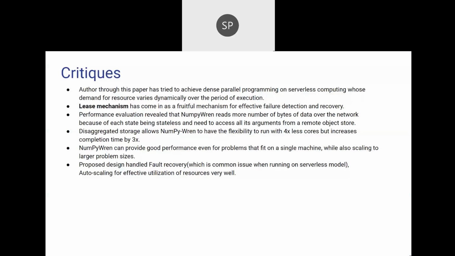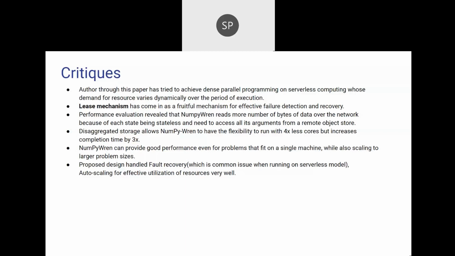The author through this paper has tried to achieve dense parallel programming on serverless computing, whose demand for resources varies dynamically over the period of execution. The leasing mechanism has come in as a fruitful mechanism for effective failure detection and recovery. Performance evaluation revealed that NumPy reads more bytes of data over the network because each task is stateless and needs to access all its arguments from a remote object store.